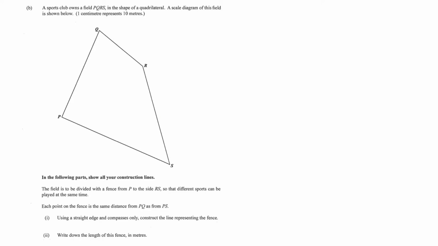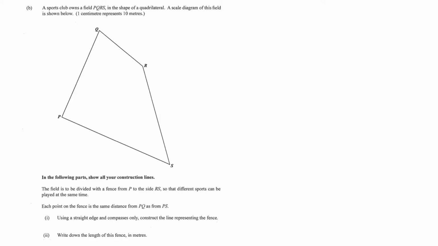In part B, it says that a sports club owns a field PQRS in the shape of a quadrilateral. A scale diagram of this field is shown below. 1 centimeter represents 10 meters. In the following parts, show all your construction lines. The field is to be divided with a fence from P to the side RS, so that different sports can be played at the same time. Each point on the fence is the same distance from PQ as from PS.